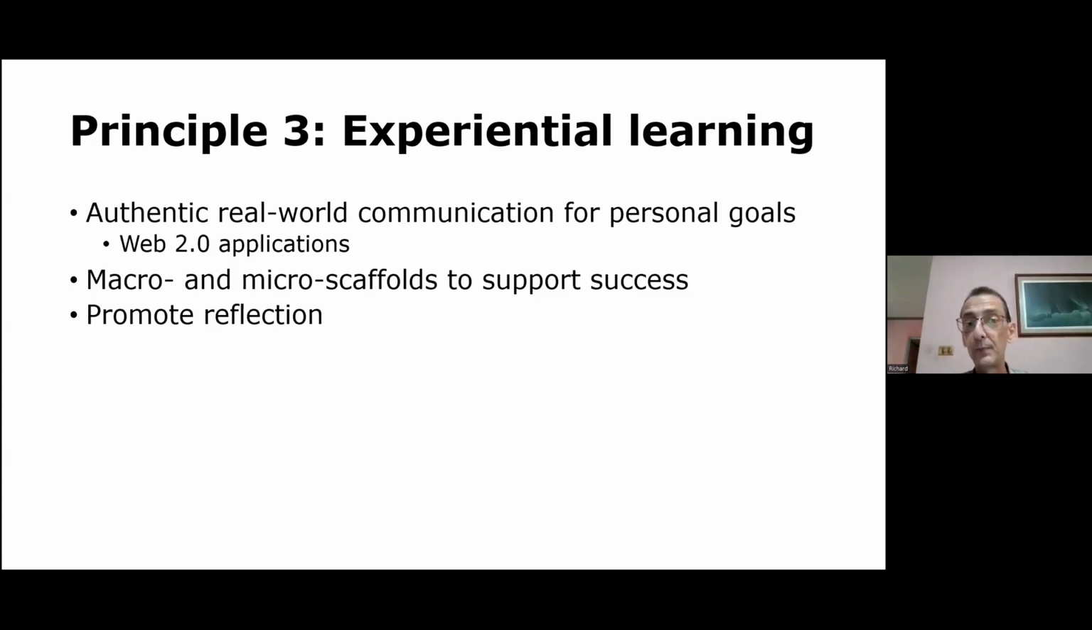And to help people, because real-world communication can be daunting, we provide macro scaffolds and micro scaffolds. Macro scaffolds are how the whole course outline is structured to provide support through the course to reach the end goals. Micro scaffolds are our support to solve small problems at particular points in the course. And again, I think we'll see examples of these in the coming hours.